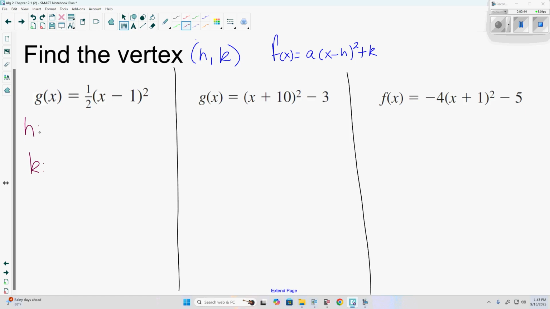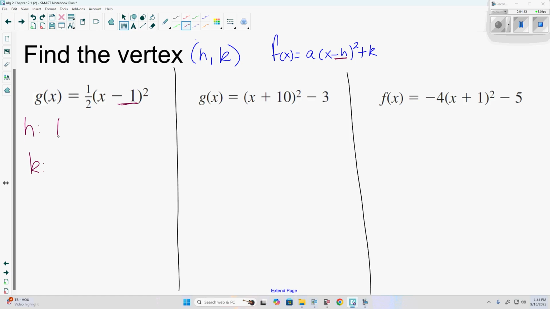H is our value inside the parentheses, the number being added or subtracted from x. And it's going to line up with our x minus h. We'll fill it in. So we have 1 there. So h is 1, but the question is, is it going to be positive or negative? It is positive 1. X minus h, x minus 1, our x and minus line up. So the value of h is indeed positive 1.